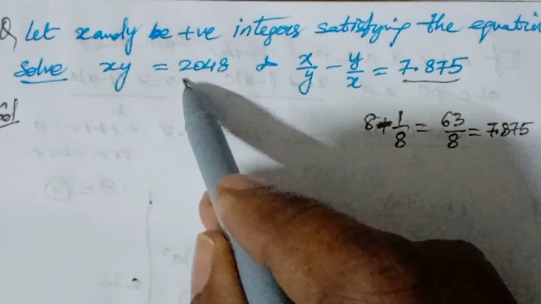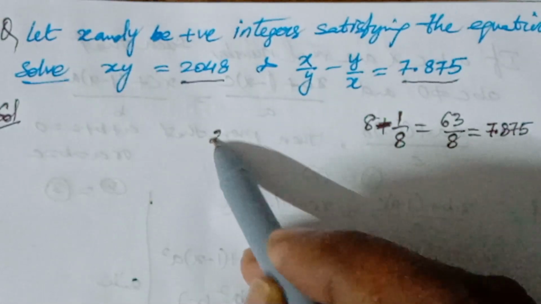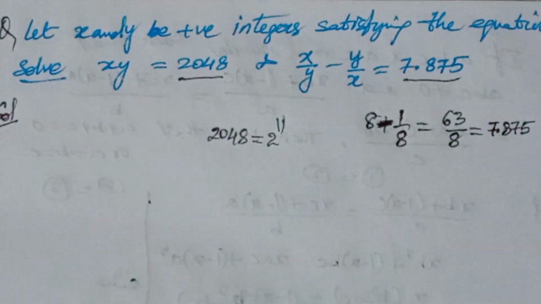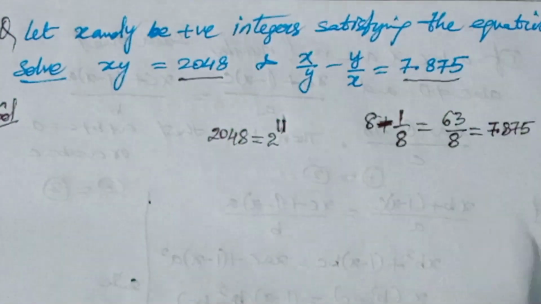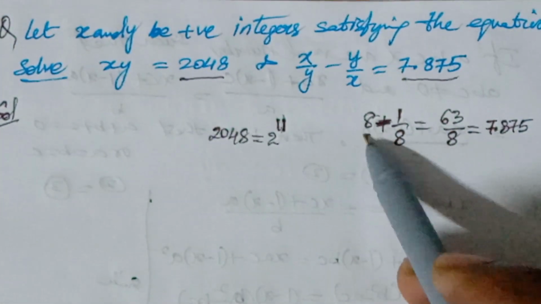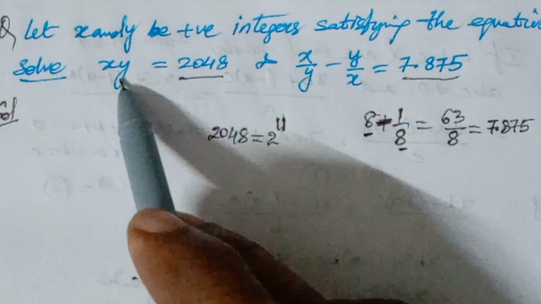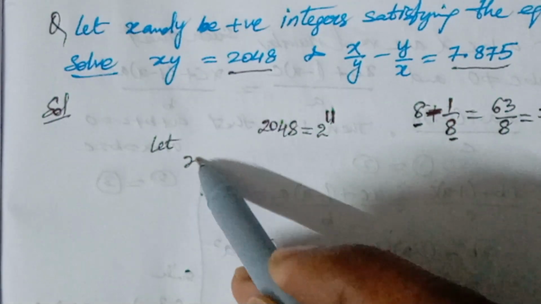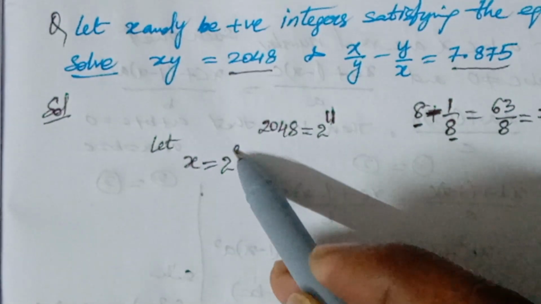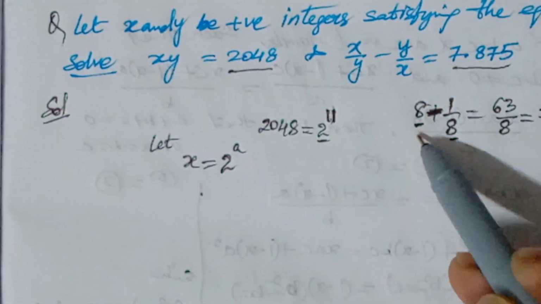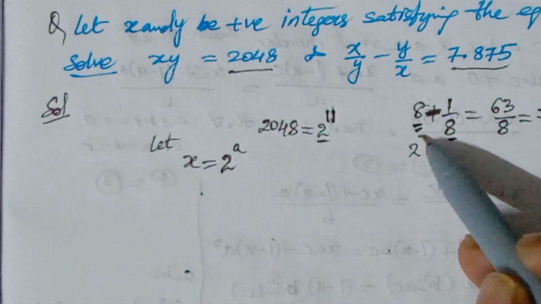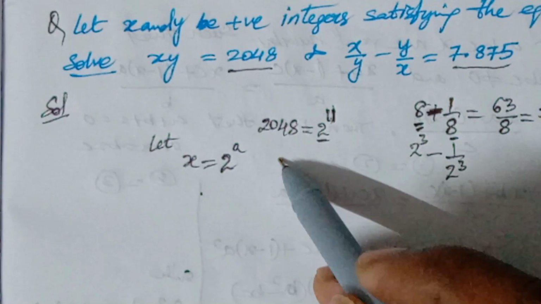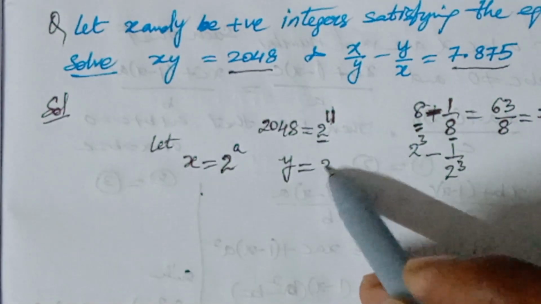And another point, 2048 is 2 to the power of 11. So here also it is 2 cube. So this x and y we will consider. Let x be equal to 2 power a. So all are powers of 2 here. So here 2 cube we are getting minus 1 by 2 cube. So we are taking x equal to 2 power a, y is equal to 2 power b.